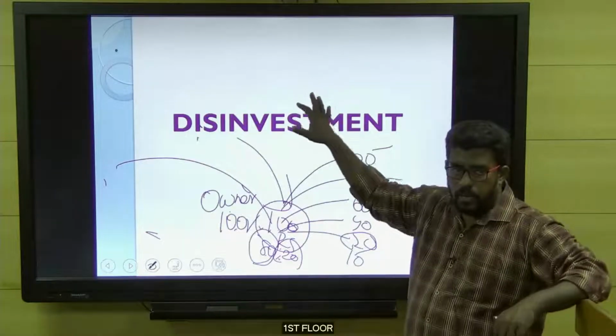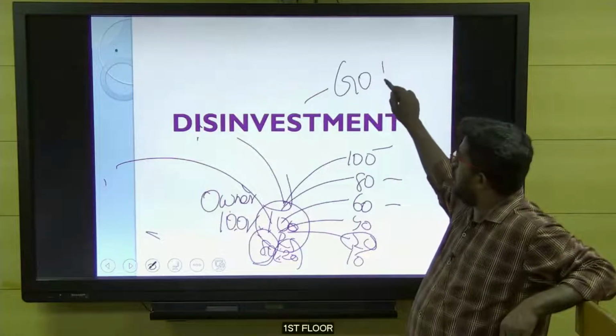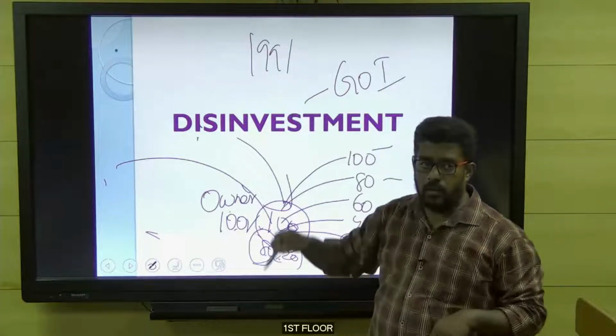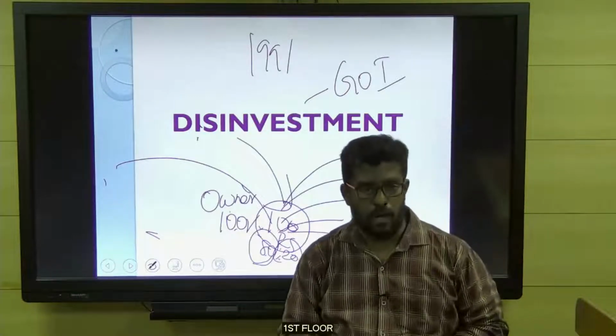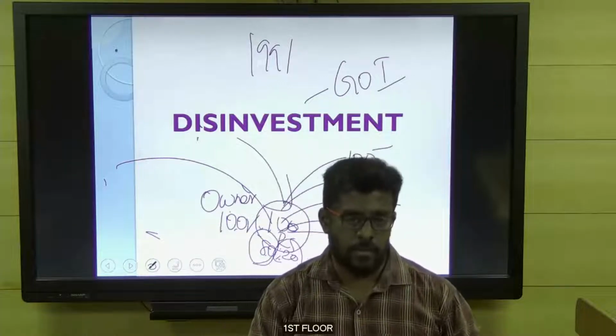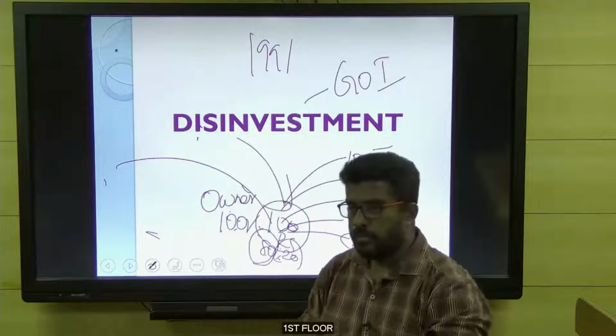But here we are going to learn about the disinvestment of the Government of India, which started taking place after 1991, because until 1991 our government was making investments in our economy, but after 1991 our government started doing disinvestment. So now we are going to learn about the disinvestments of our economy.